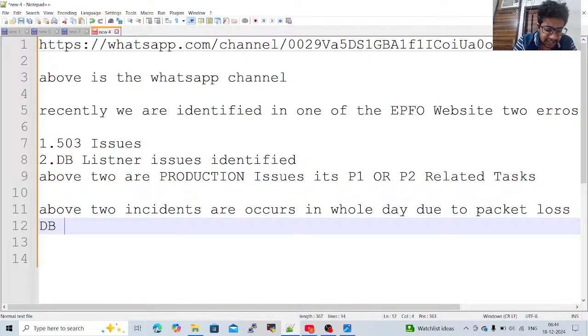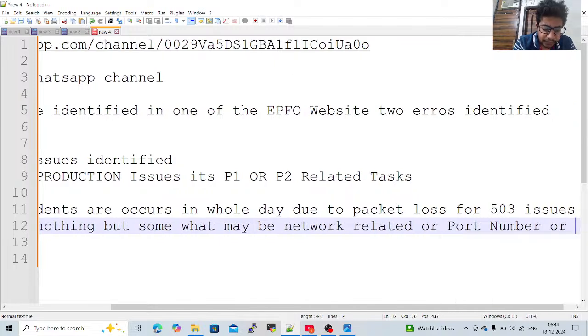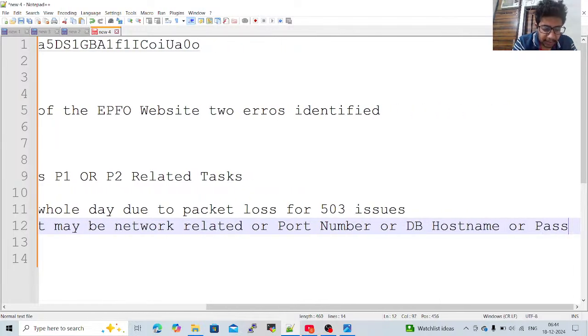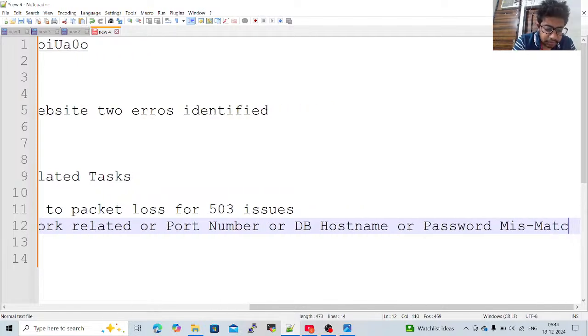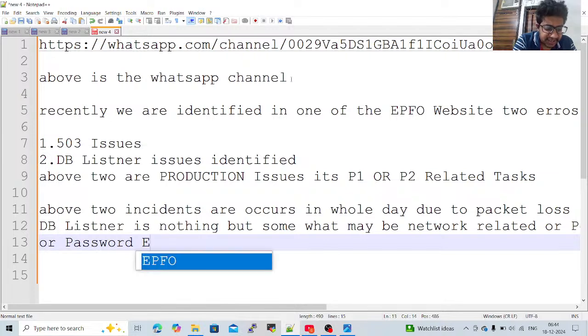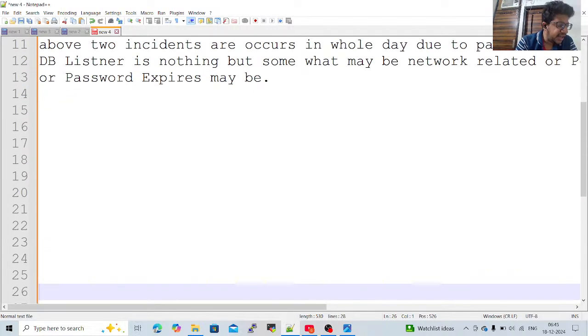And the DB listener issue is somewhat, not exactly, maybe network related, or a port number, or DB host name, or password mismatch, or password expiry. Maybe we cannot judge a particular cause. So these two are the real-time issues we identified on one of the EPFO websites.